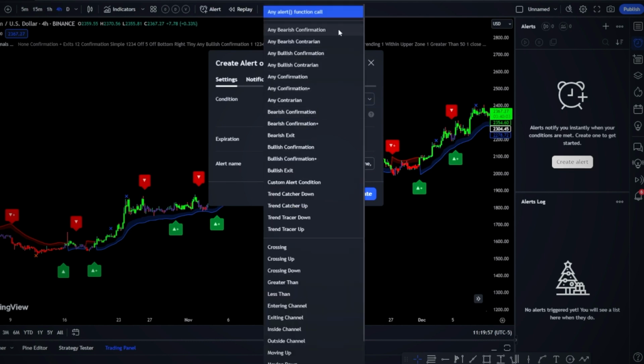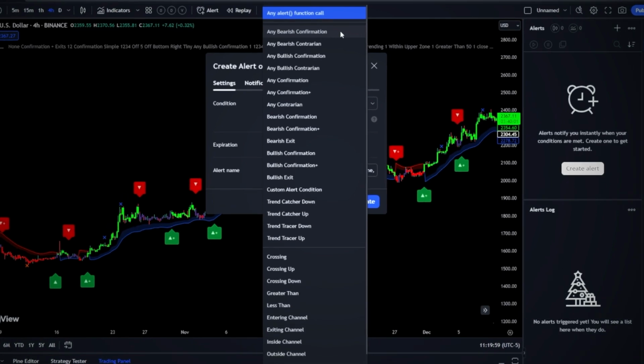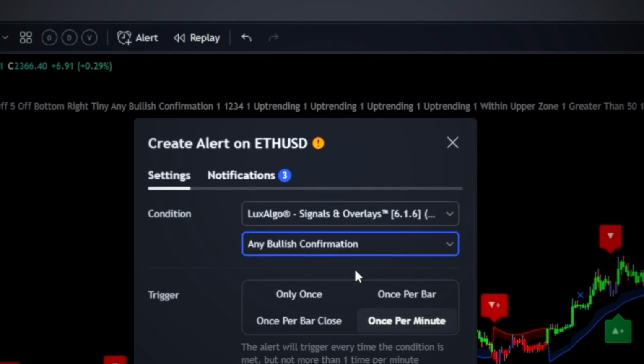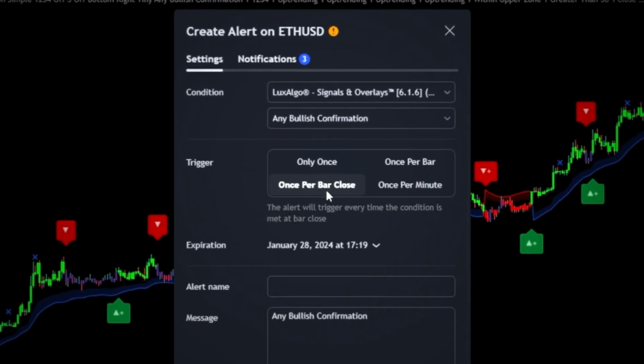By default, this alert is set to execute any alert function call, but you can choose specific criteria for your alert. So let's say you're looking for a buy signal because you want to go long. Then you should choose any bullish confirmation. Also, make sure to click on the once per bar close option.